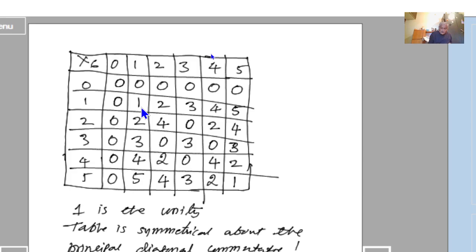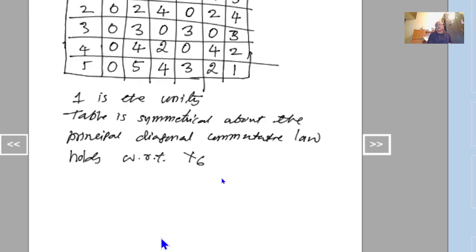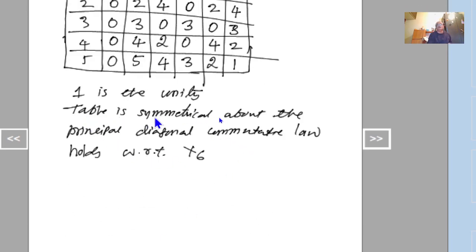Commutative law holds with respect to multiplication modulus 6. The table is symmetrical about the principal diagonal. Commutative law holds with respect to multiplication modulus 6.